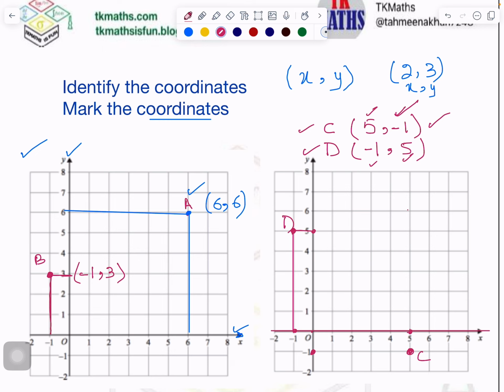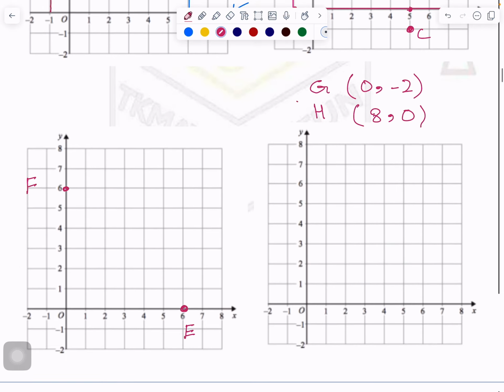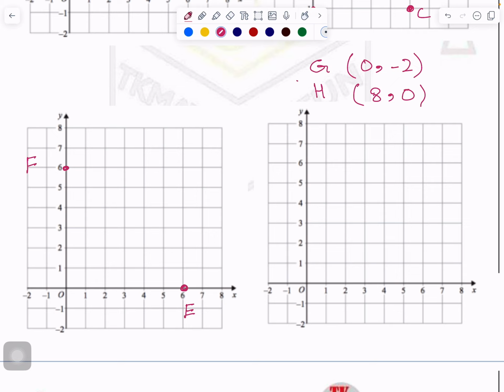This is how you read the point, and this is how you mark the point. So let's do 2 more here. By the way, how many videos I will make to cover this concept, it depends. I'll try to keep the length of the video 6 to 7 minutes because it is easy to follow then. Okay, now let's see this one.